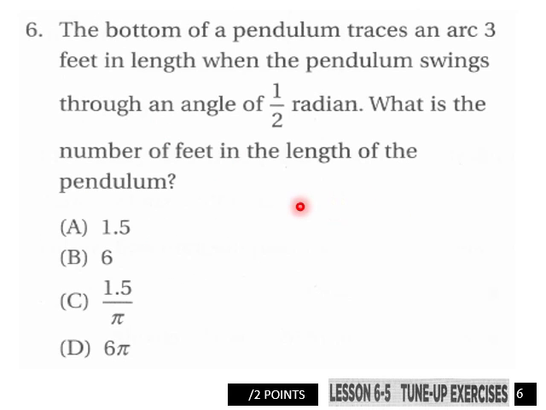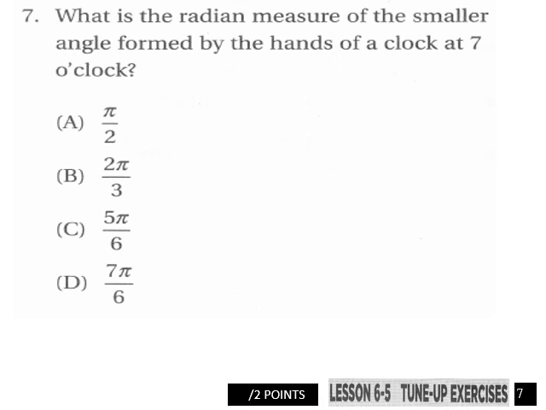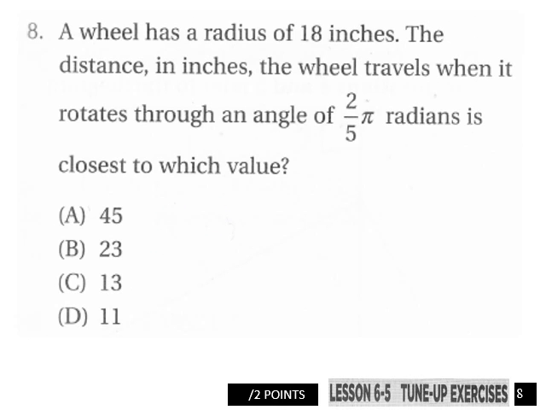And then number six: the bottom of a pendulum traces an arc 3 feet in length, and so on. What is the number of feet in the length of the pendulum? And then number seven: what is the radian measure of the smaller angle formed by the hands of a clock at 7 o'clock? Number eight: a wheel has a radius of 18 inches. The distance in inches the wheel travels through an angle of 2/5 pi radians is closest to which value here?